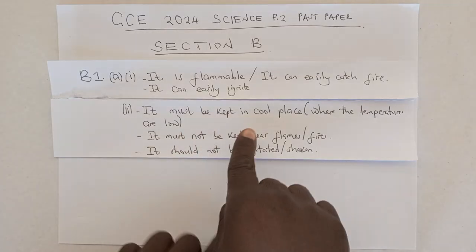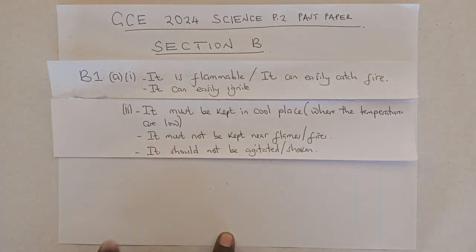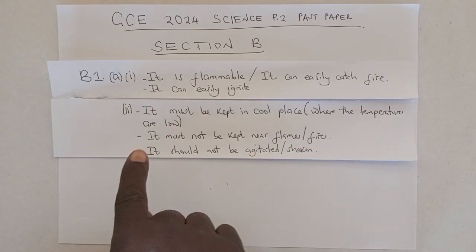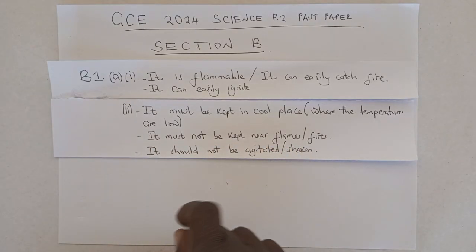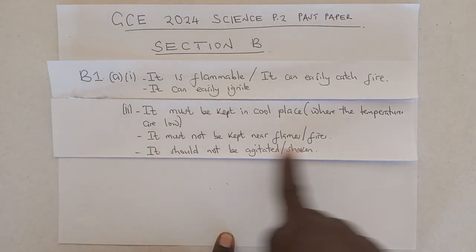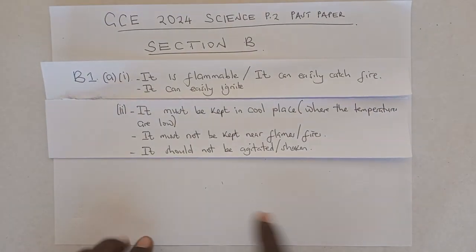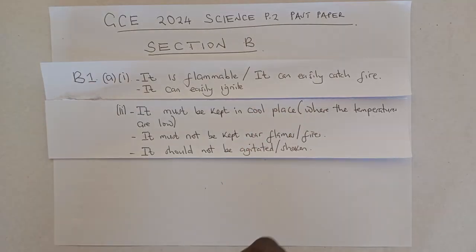The chemical must be kept in a cool place, and a cool place is where the temperatures are low. So that is one answer. Or if you do not want this, you can use this as the option: it must not be kept near flames or near fires. This is also another option. If you don't want this, you can still choose this one, which says it should not be agitated or shaken. Because once agitated and shaken, it may explode.